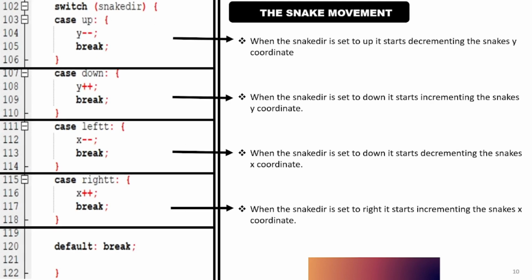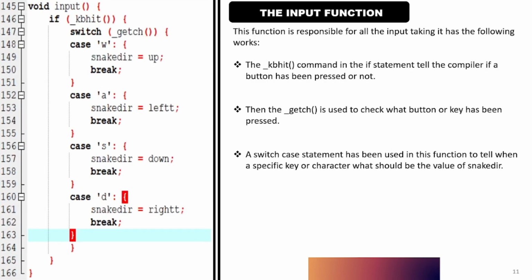Coming towards the snake movements, for understanding how this works, first we need to understand the input function. So as we can see in the input function, we have used an if statement. Inside the if statement, we have used a switch case. In the condition of the if statement, we can see we have used a command known as the keyboard hit command. Now the keyboard hit command tells the compiler whether a key has been pressed or not. Now, if a key has been pressed, then it will move towards the switch case statements inside the if statement.